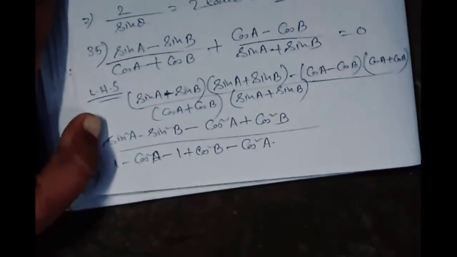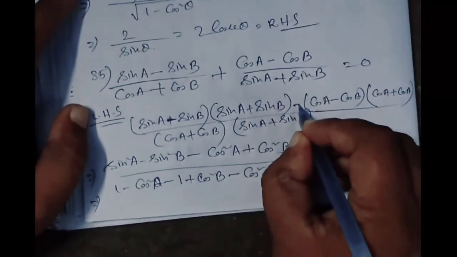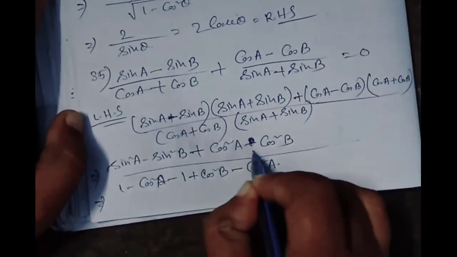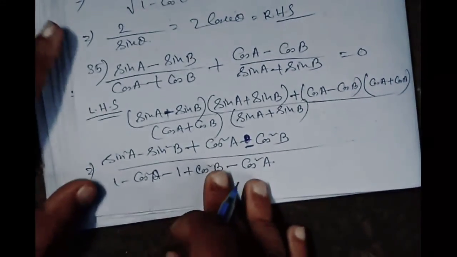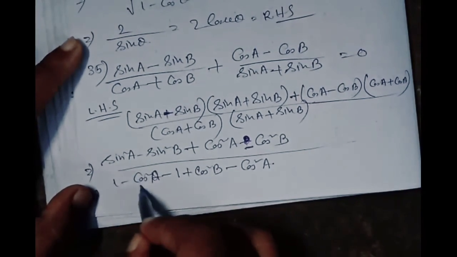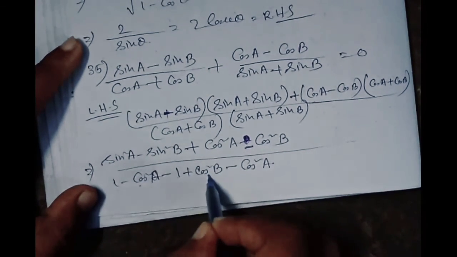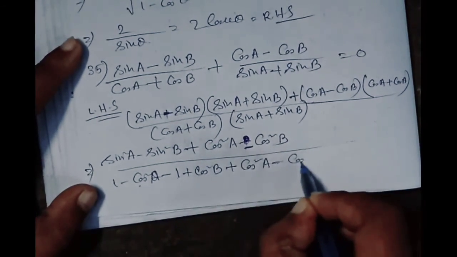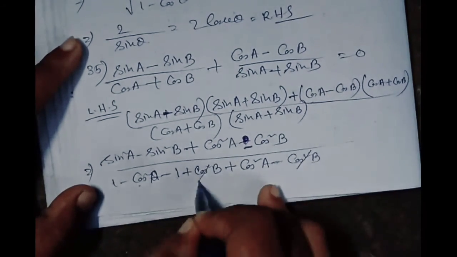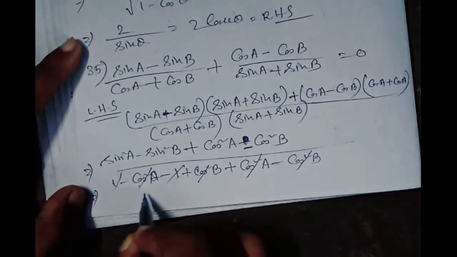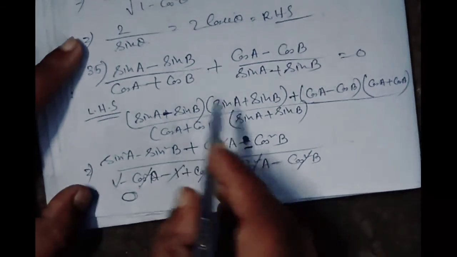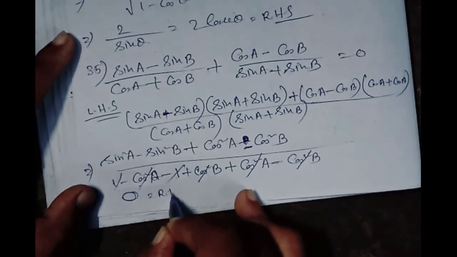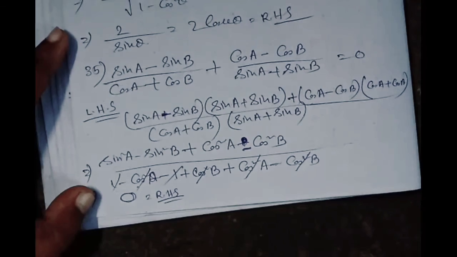I am extremely sorry viewers, actually here the minus sign is not there, the plus sign is there. So again I am writing only the numerator: 1 minus cos square A, minus 1 plus cos square B, minus cos square A plus cos square A minus cos square B. This can be cancelled out. So the numerator gets 0. Now if the numerator gets 0, then obviously the whole calculation should be 0. So that equals RHS. Okay, next move to another question.